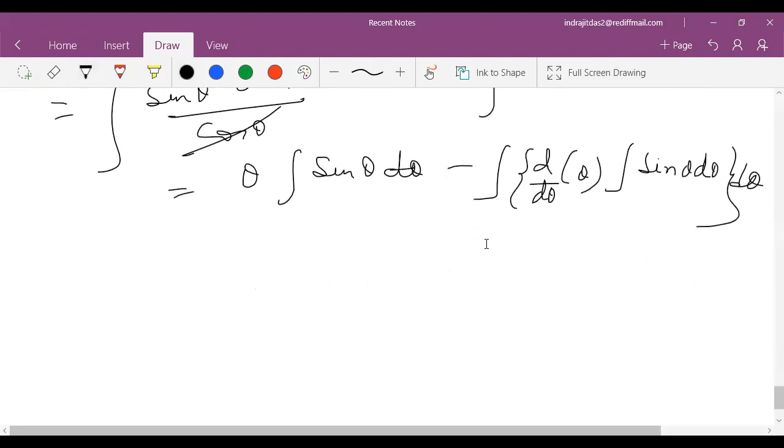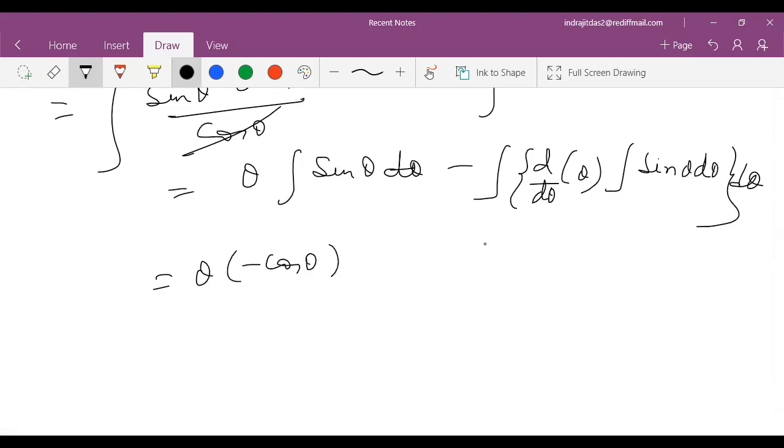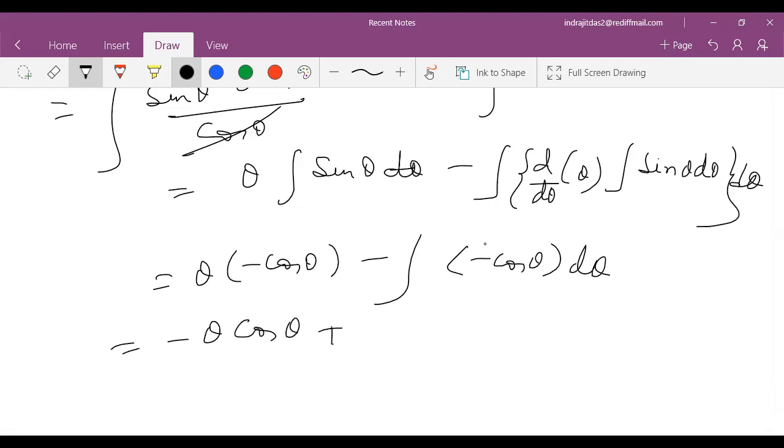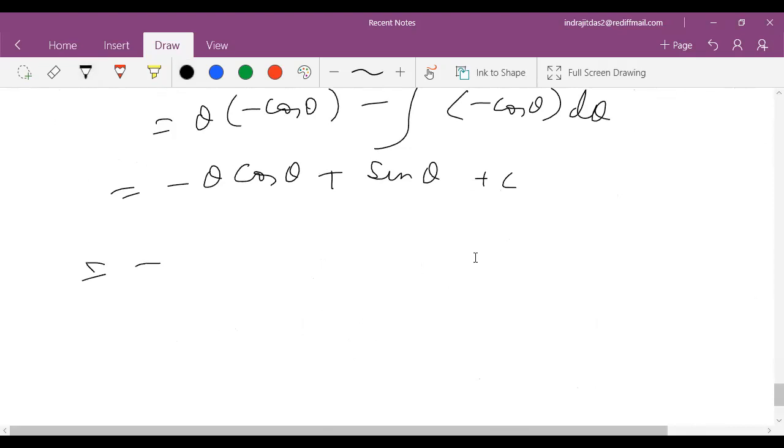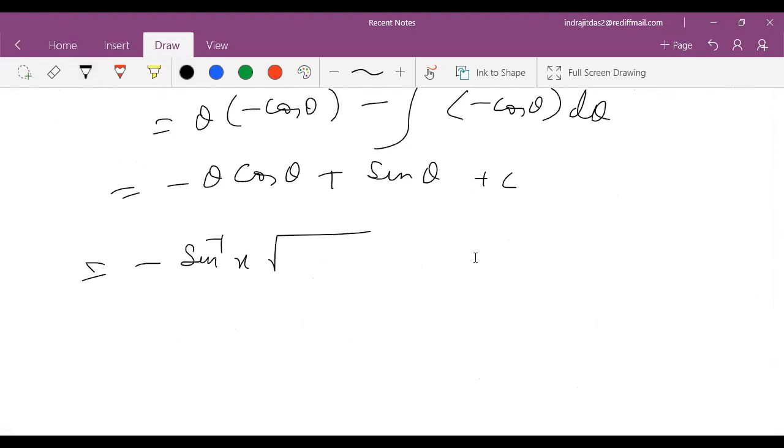So you are getting the result as theta into sin theta integration is minus cos theta minus theta derivative is 1, that will be minus cos theta d theta. So ultimately you are getting minus theta cos theta plus sin theta. Cos theta integration is sin theta plus c. So what was the substitution? Sin theta was x, so it will be minus sin inverse x into root over 1 minus x square, because it is cos theta. So your answer is plus root, sin theta is x, plus c. So this is your answer.